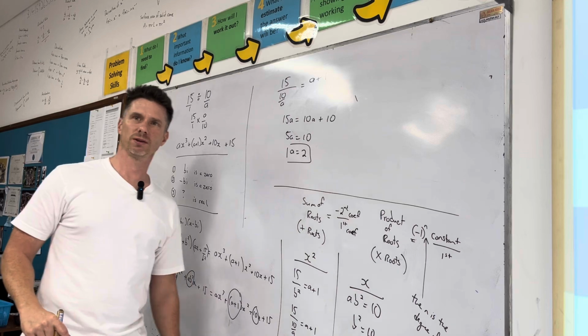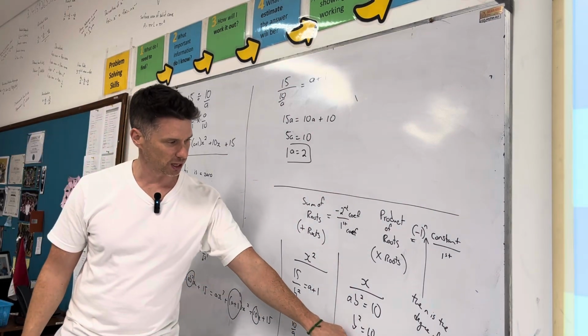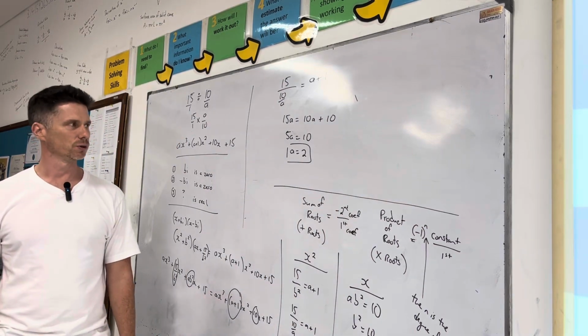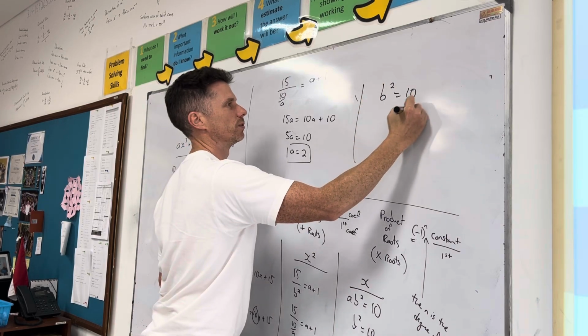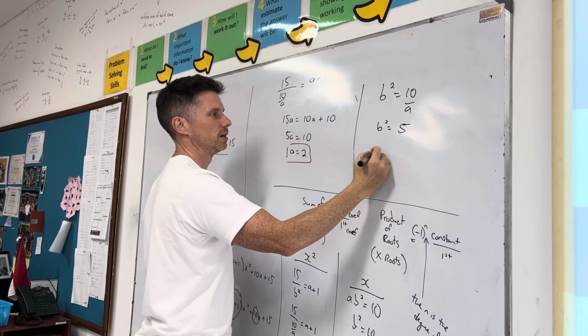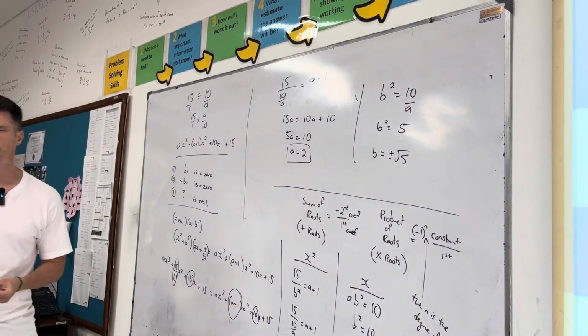Plus or minus root 5. And then we have the zeros. How do I get plus or minus root 5? Well, a is 2 here, so b squared is 5. b squared is equal to 10 over a. We just found a to be 2, so it's 10 over 2, which is 5. b is equal to plus or minus root 5. So there's the two answers for b we wanted.